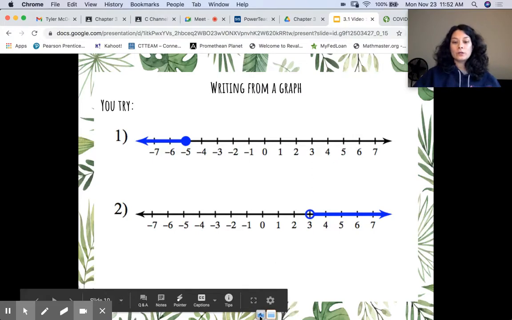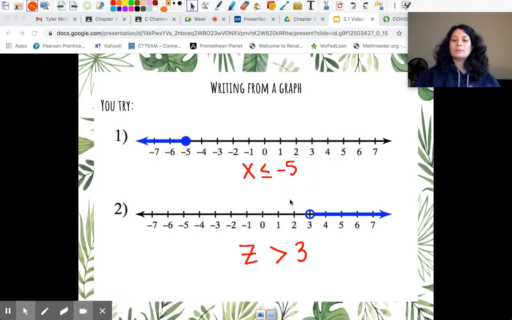Okay, so here's what you should have gotten. Now keep in mind, there are different ways to write your answers. You don't have to put the variable on the left like I'm doing. Okay, some students like to put their variable on the right. If you do that, just make sure that the inequality is still facing the correct direction.